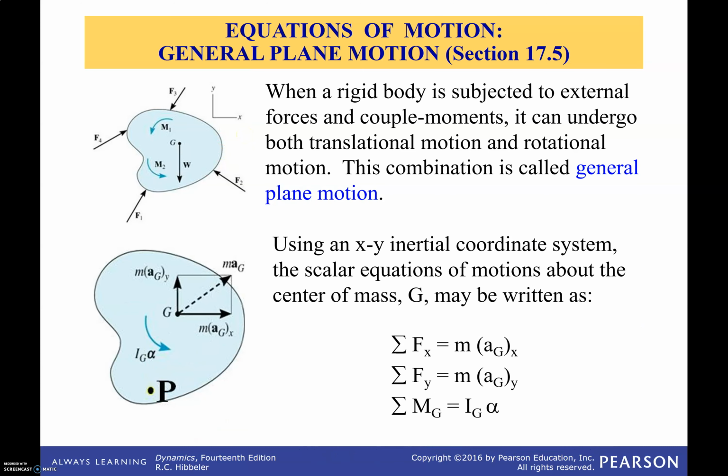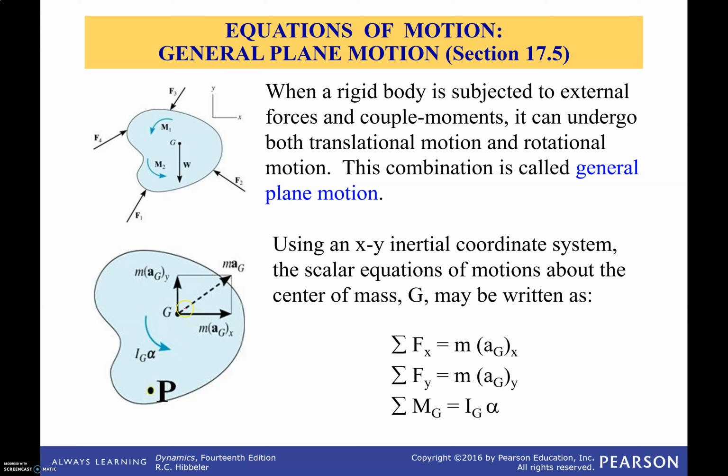So the way we're going to describe that is we're going to have two options. We can study the motion about the center of mass, or we can study the motion about another point P. And doing this is going to be useful if we want to get rid of some forces when we are calculating the moments. So we'll see how that works.